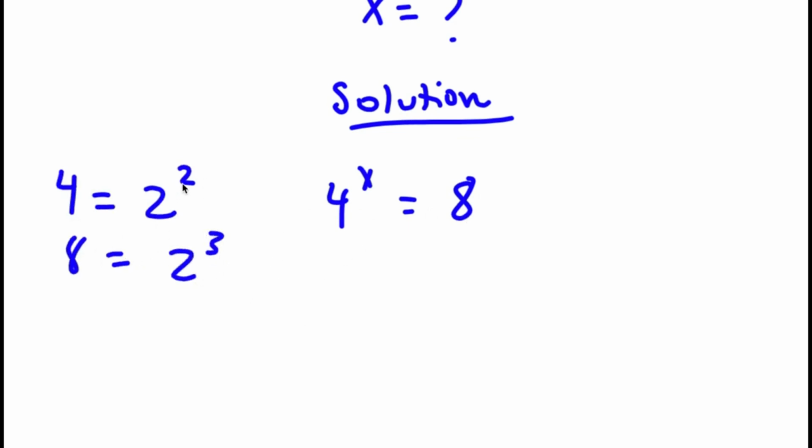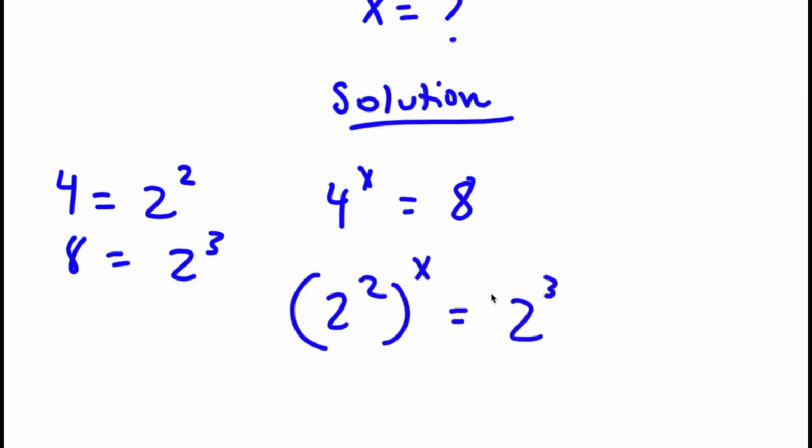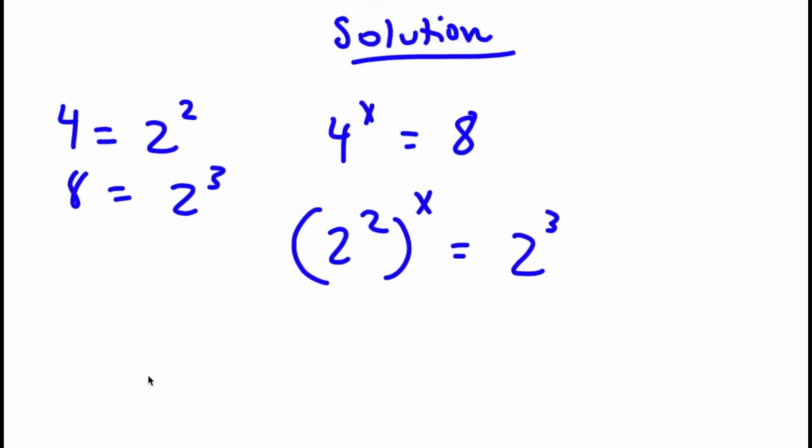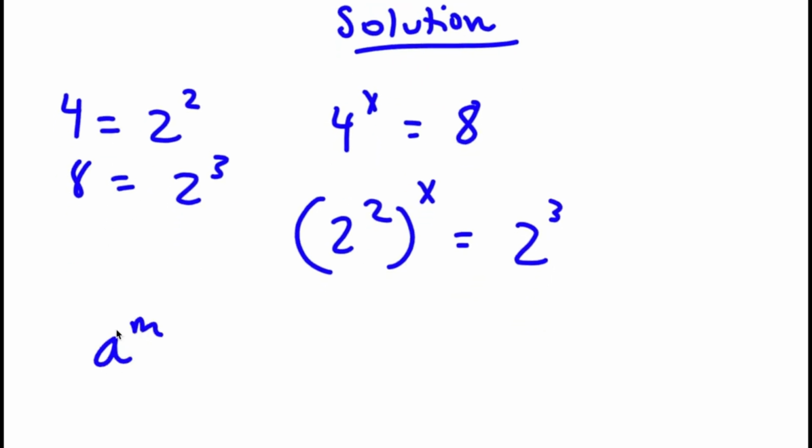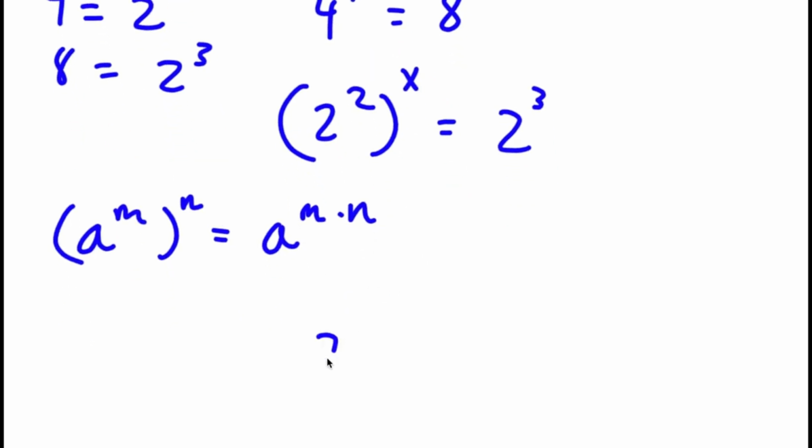So now if I replace 4 with 2 to the power of 2, and if I replace 8 with 2 to the power of 3, I get 2 to the power of 2 to the power of x is equal to 2 to the power of 3. Now, if I have something in the form a to the power of m to the power of n, this is simply equal to a to the power of m times n. So 2 to the power of 2 to the power of x, that's going to equal 2 to the power of 2 times x, which is simply 2x, which is equal to 2 to the power of 3.